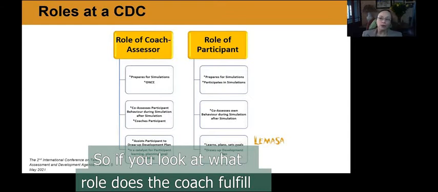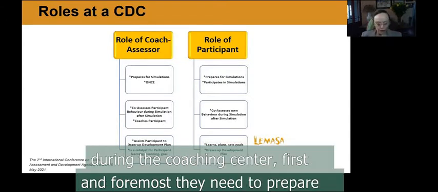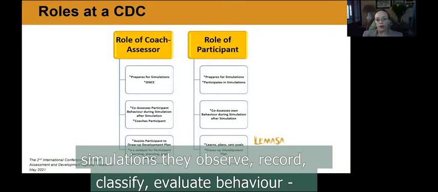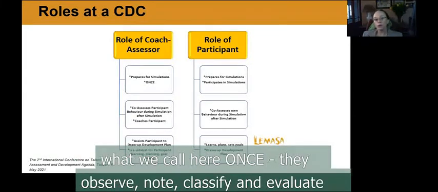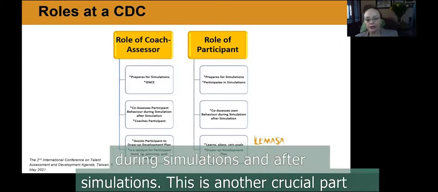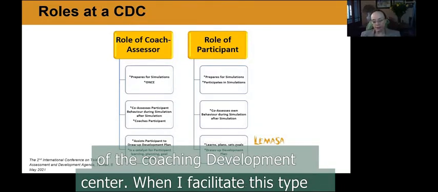So if we look at what role this coach assessor fulfills during a coaching center, first and foremost, they need to prepare for the simulation like an ordinary assessor. And during the simulations, they observe, note, classify, and evaluate behavior. They also co-assess participant behavior during simulations and after simulations. Now, this is another crucial part of a coaching development center.